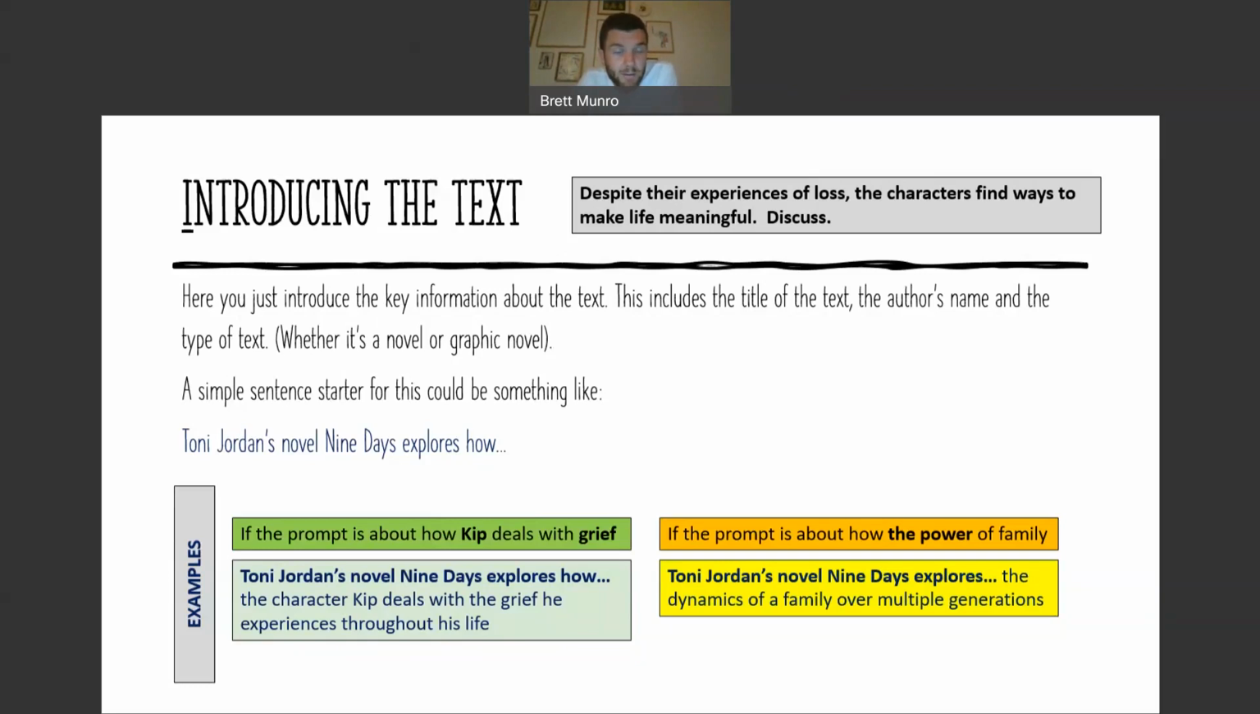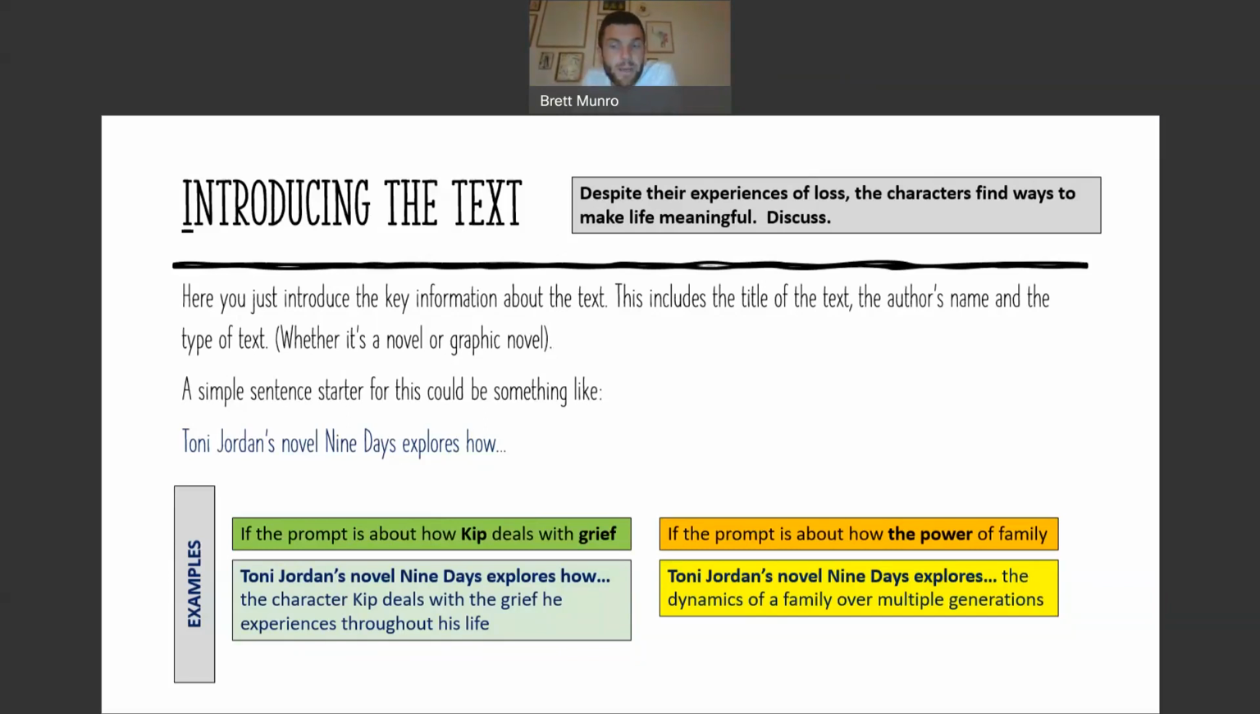So in 9 Days, a novel by Tony Jordan, she explores how the character Kip deals with the grief he experiences throughout his life. There's many different ways you can phrase it. In the novel 9 Days by Tony Jordan, the dynamics of a family over multiple generations is explored, something along those lines. There's many different ways we can do this, and all we really want to do is make sure we're mentioning the text title, text type, and the author name.